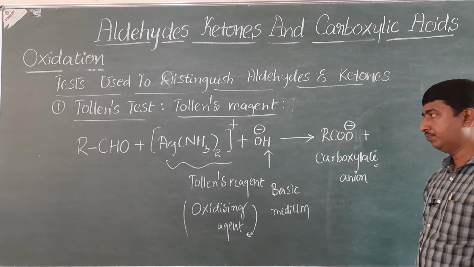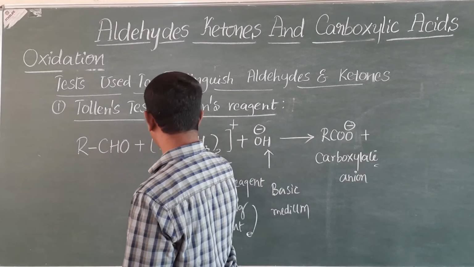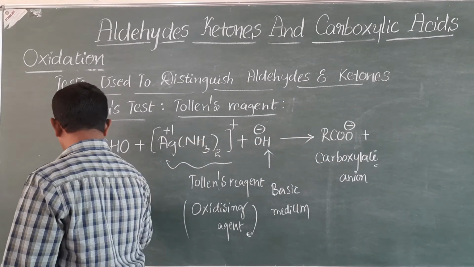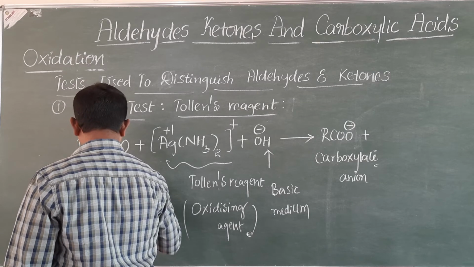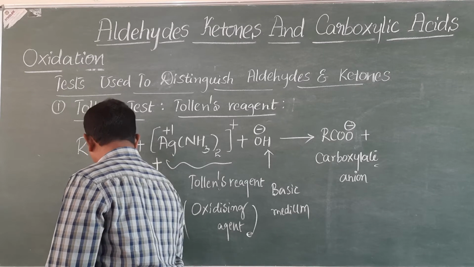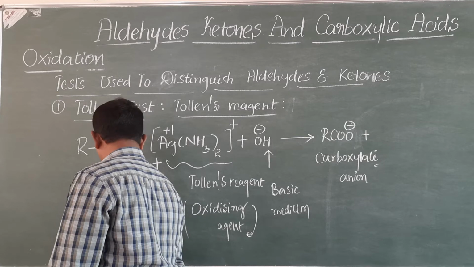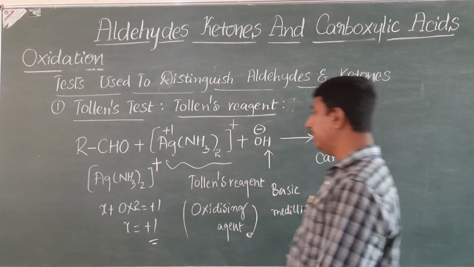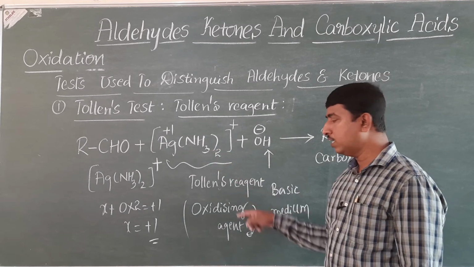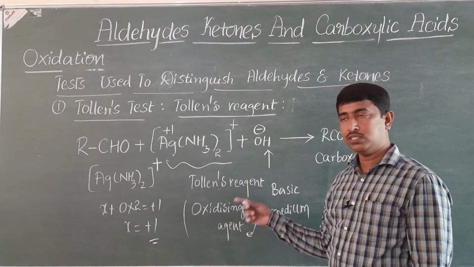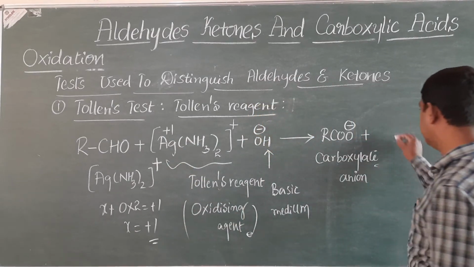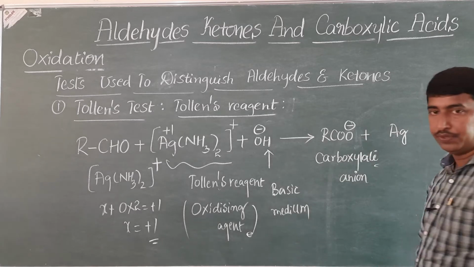So during the reaction, see here, silver is in the +1 state. We can calculate it. See, Ag(NH3)2, here there is a plus charge. So silver we don't know, it is X. Ammonia is 0 into 2, equal to +1. X equals +1. So the oxidation state of silver is +1. It is an oxidizing agent. An oxidizing agent always undergoes reduction, that is a decrease in oxidation number. So this silver from the +1 state will be reduced to Ag.